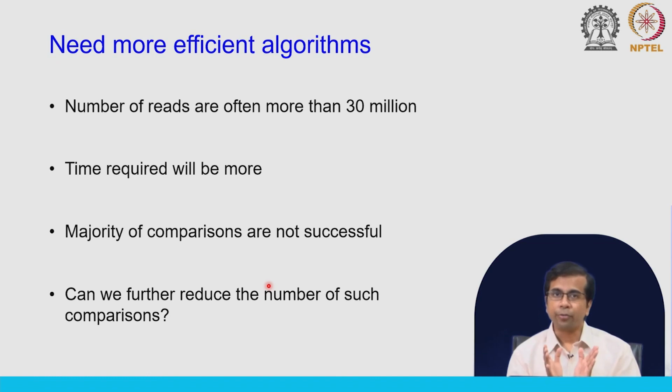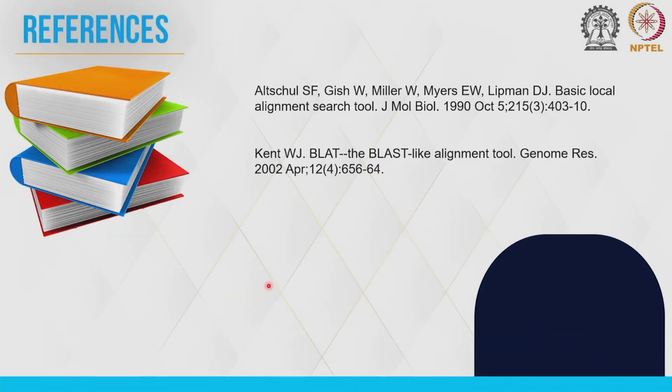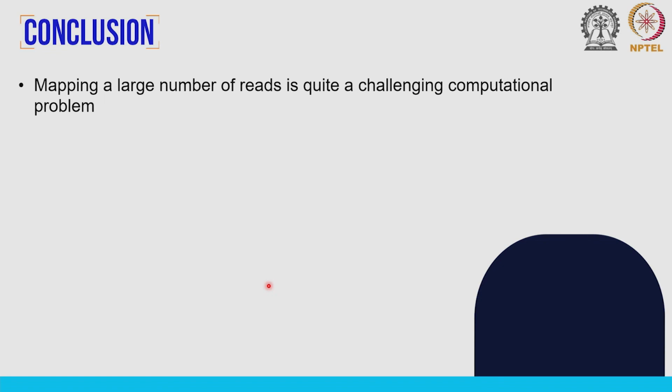Can we reduce the number of such comparisons? If we can reduce this number of comparisons, then we can improve on time. We can probably focus on the successful comparisons and get to the results much quicker. These are the references that we have talked about today, and to summarize, we have seen that if you want to map a large number of reads, this is quite a challenging problem that requires a lot of time and probably computational resources. So, this is something we would have to think about carefully.